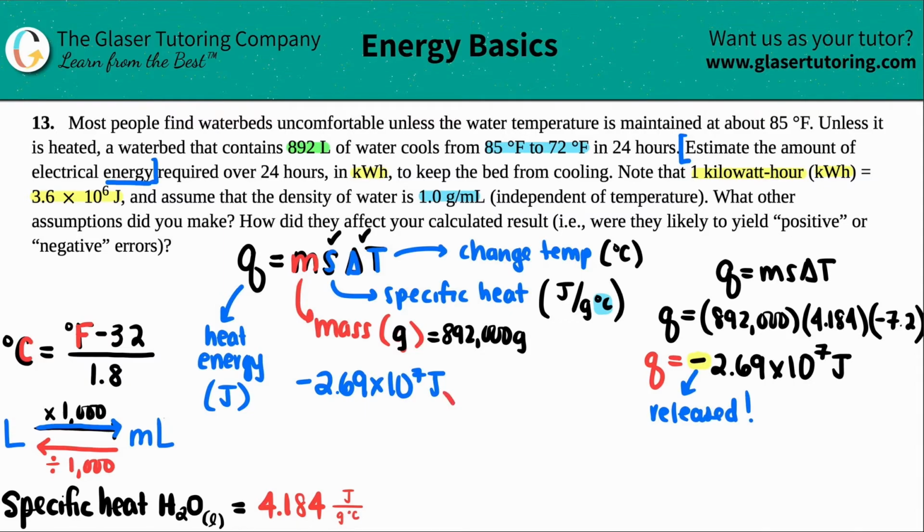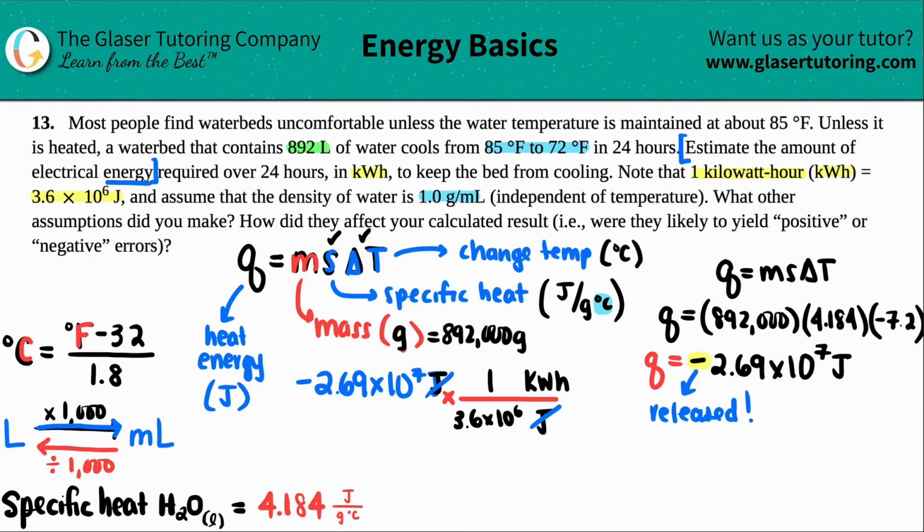Now I'm just converting, so I always multiply by a ratio, right? Whatever unit I don't want, in this case it's joules, goes on the opposite side, so that's on the denominator. And the unit that I want, kWh, kilowatt hours, is on the top. They said that 1 kilowatt hour equals 3.6 times 10 to the 6 joules. So 3.6 times 10 to the 6 joules goes on the bottom. And the unit joules cancels out. So that number's on the bottom, so divide. So 2.69 times 10 to the 7th divided by 3.6 times 10 to the 6th.